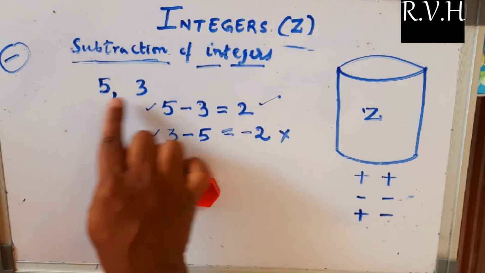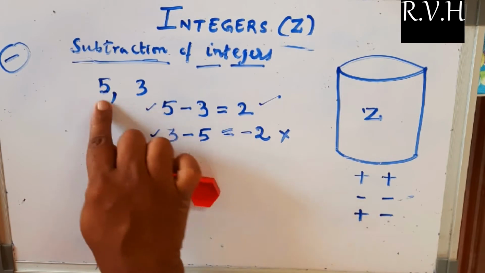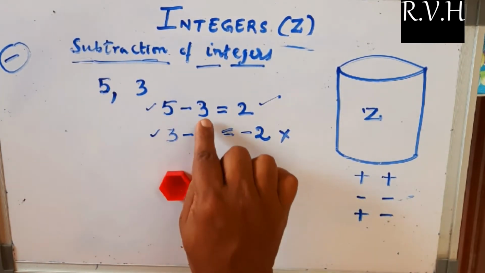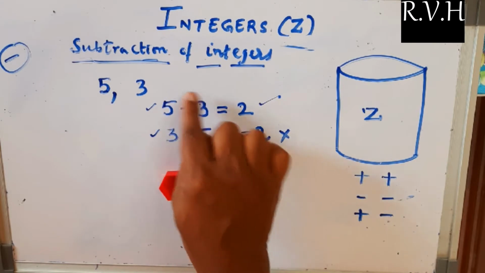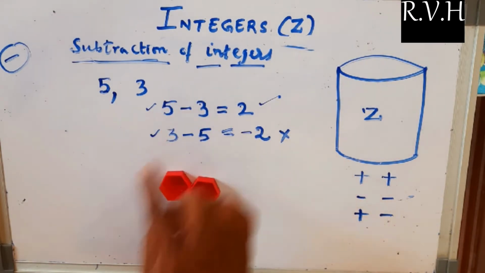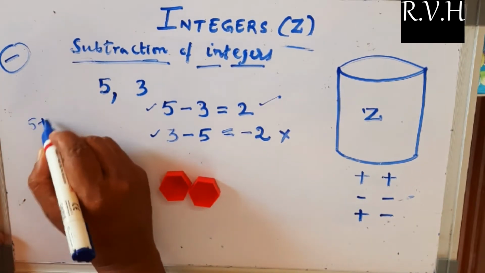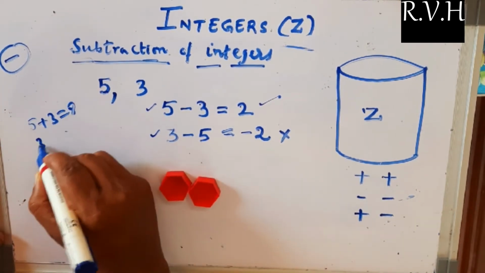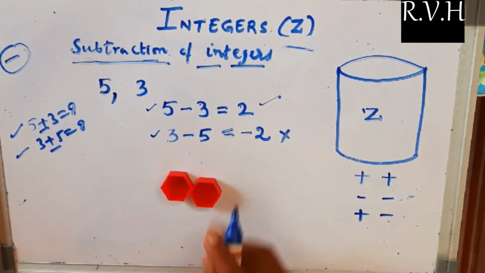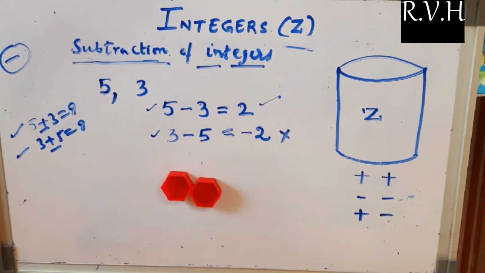When we took 2 positive integers, that means 2 plus numbers, this is the way we subtract. Mind you, we should not exchange places as we did in addition. 5 plus 3 is equal to 8. 3 plus 5 is equal to 8. There is no difference in addition. But in subtraction, there is a difference. Right? Okay, let's jump to the second case.